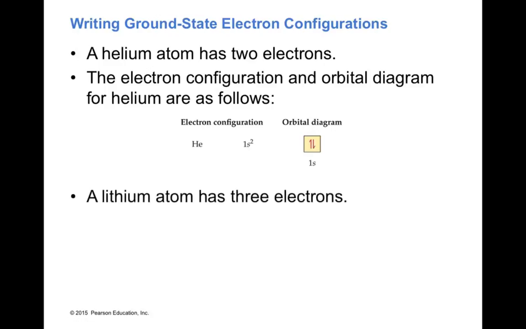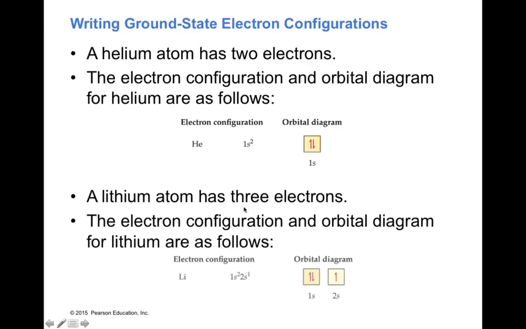A lithium atom has 3 electrons. So now we have the 1s2, the 1s with 2 electrons that is filled, so we need to use the 2s1. The next one is a 2s1. So here we have the 1s2, 2s1 as the electron configuration for lithium that has 3 electrons.